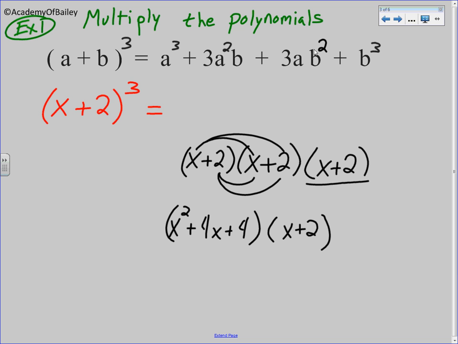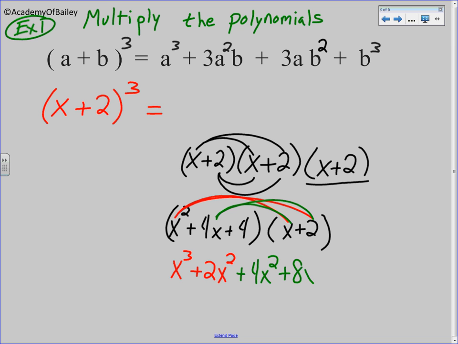And now in order to finish this, you take everything in the left parentheses, multiply it by everything in the right parentheses. X squared times x is x cubed, and x squared times 2 is 2x squared. On the next one, multiply everything again. 4x times x is 4x squared, and 4x times 2 is 8x. And then the last term, 4. 4 times x and 4 times 2. Alrighty, so this is where we're at.